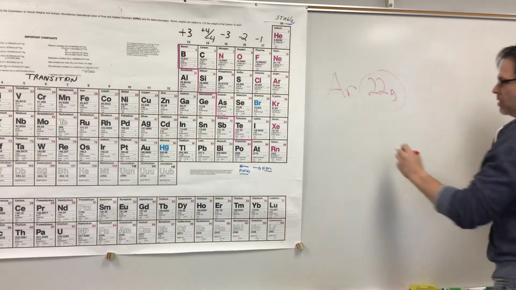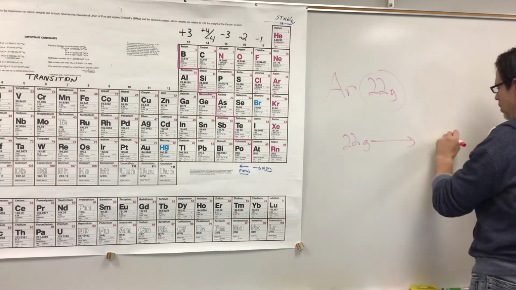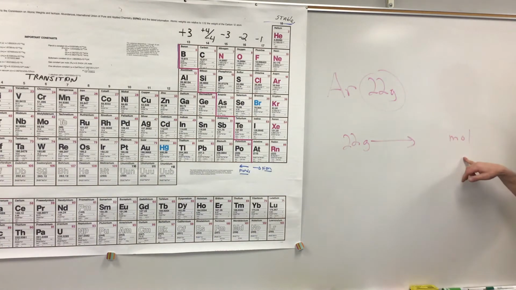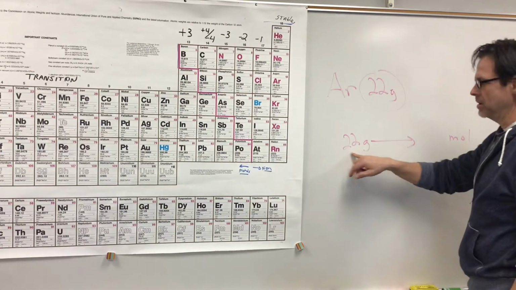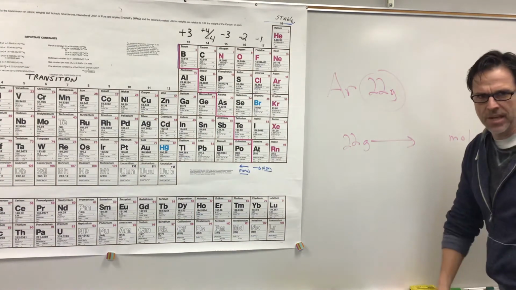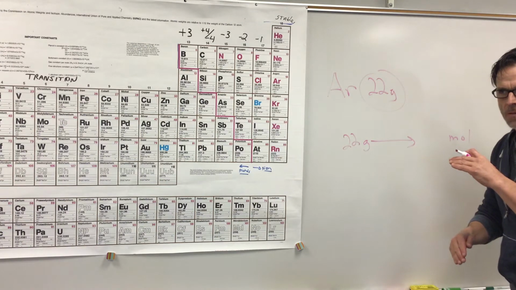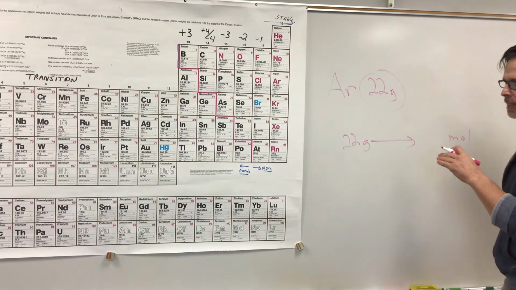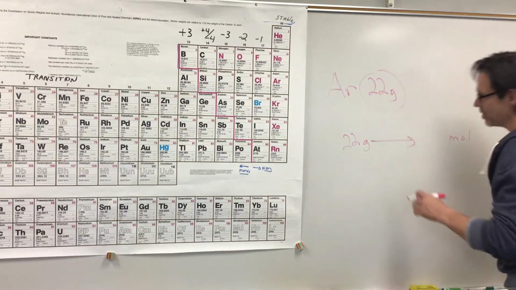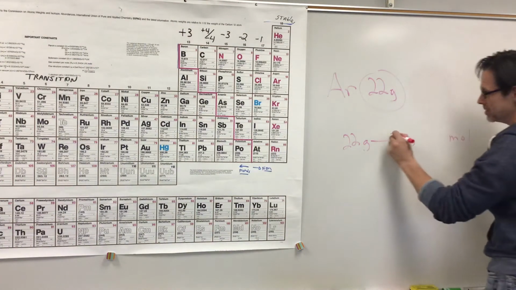Okay, so if I've got 22 grams, and I'm trying to go to moles, isn't that mass to moles? If I'm going mass to moles, I'm going to multiply or divide. Somebody say it, multiply or divide. It would be divide. Exactly, because think, big unit to a smaller one, it takes a lot of these guys. So yes, I'm going to simply divide.